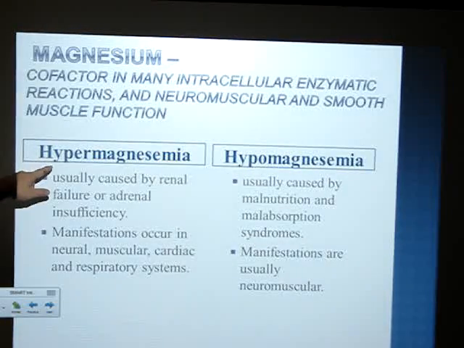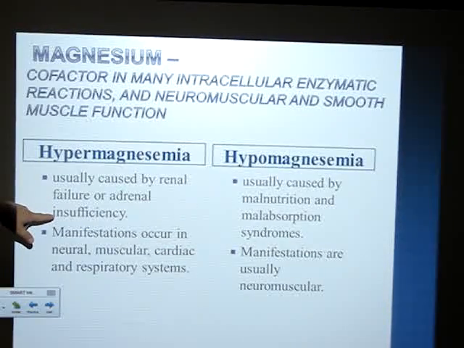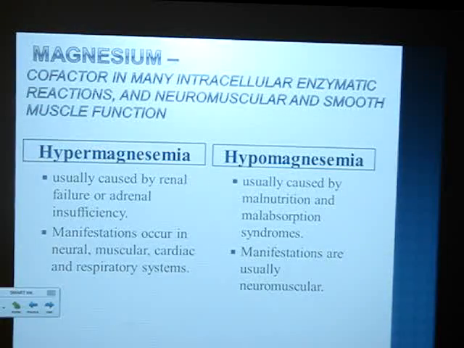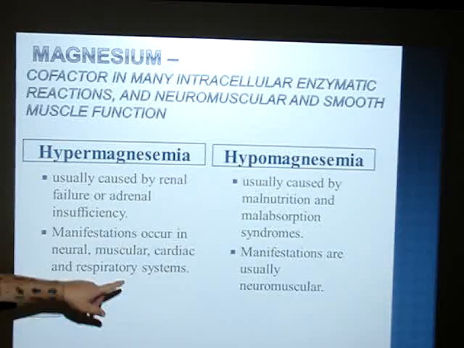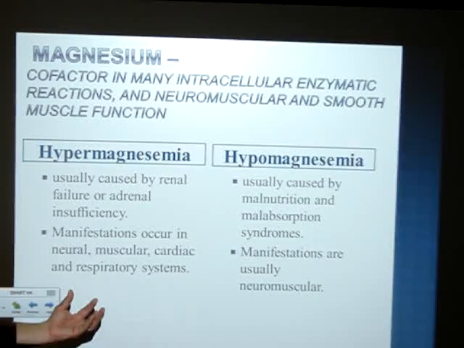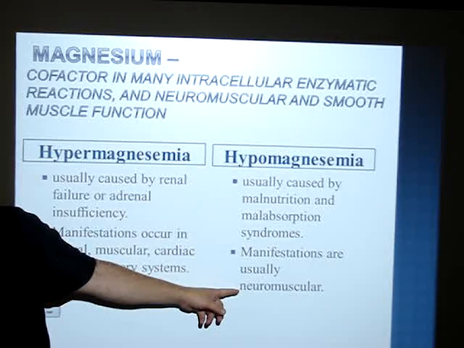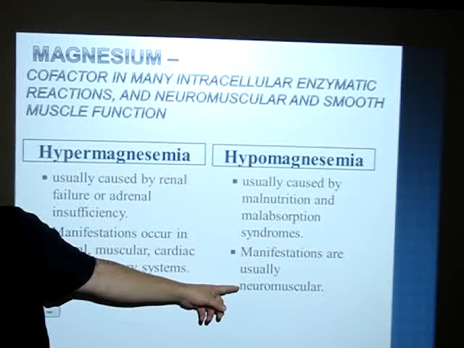So how do you get too much of it? Well, renal failure, so you're not getting rid of it, or adrenal insufficiency, where your adrenal gland is not working correctly, and therefore you're going to have too much magnesium in your blood. I'm not even going to get into that right now. Again, it's a cofactor, so it will be involved in all sorts of places. The neuromuscular, cardiac, and respiratory systems are all going to be involved when you have too much magnesium in your system. As opposed to if you don't have enough, then usually you're just stuck with neuromuscular issues, which is usually how it manifests itself because it's pretty apparent.